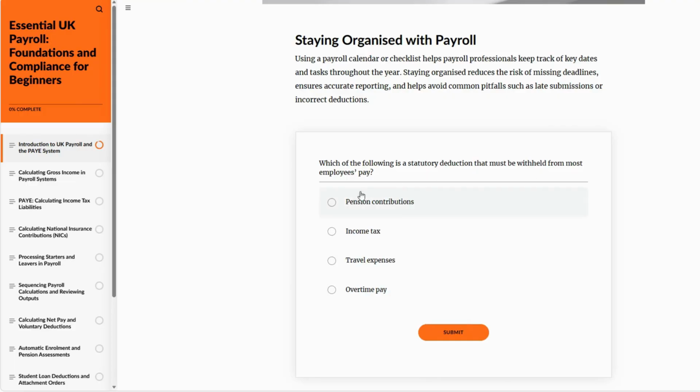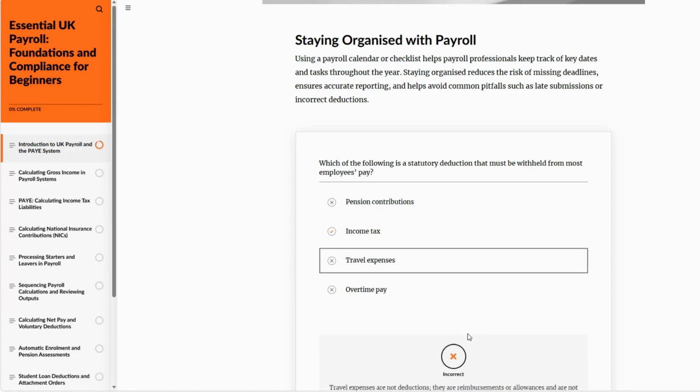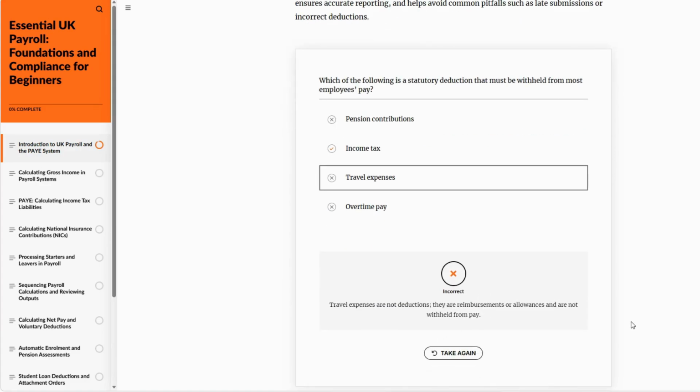By the end of this lesson, you will have gained essential knowledge about UK payroll processes and requirements. 1. Describe UK payroll fundamentals. 2. Explain the PAYE system and its purpose. 3. Identify key statutory deductions. 4. Understand the structure of the annual payroll cycle.